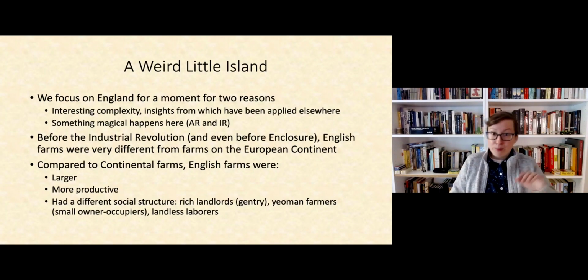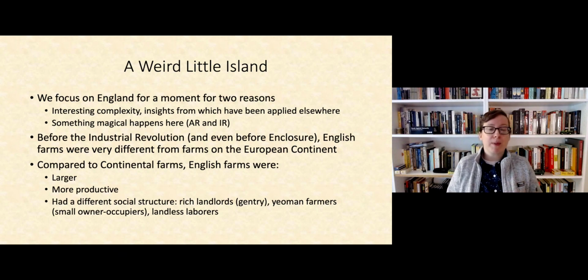Now, to start, from the title, you might be wondering, why are we going to spend so much time talking about this weird little island? Let me reiterate. We're discussing England in such detail at this point in the class for really two reasons. First of all, the complexity that we're going to examine here turns out to be kind of canonical in the way historians think about farming in almost any context. And so these lessons are applied broadly elsewhere.